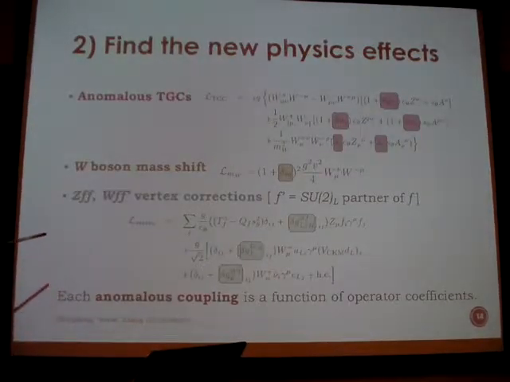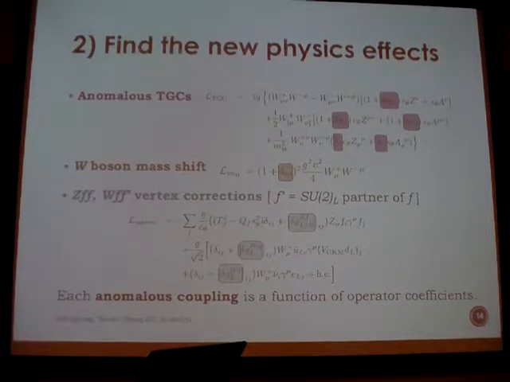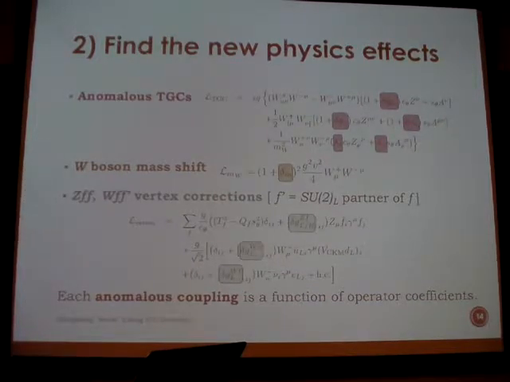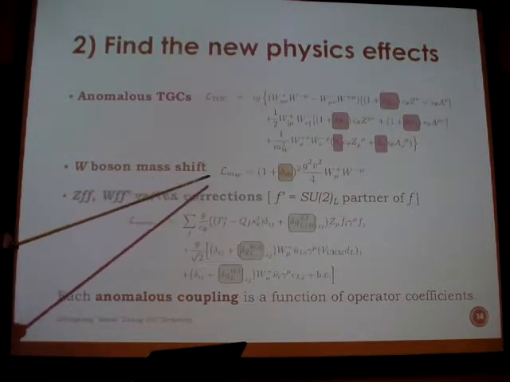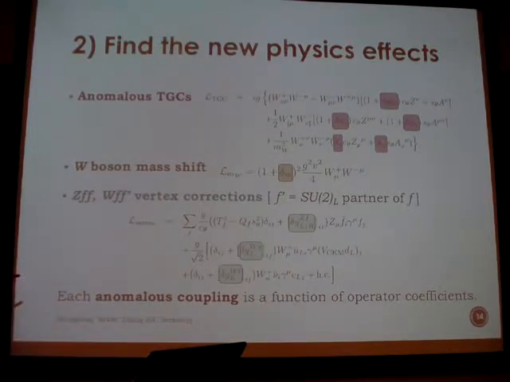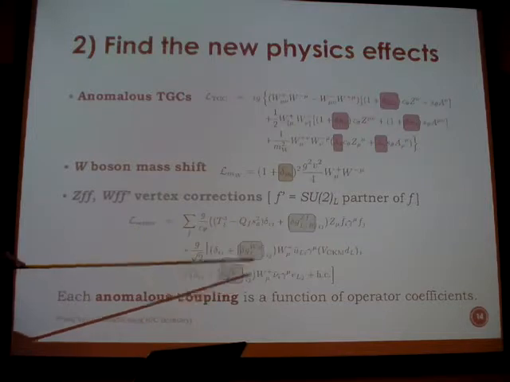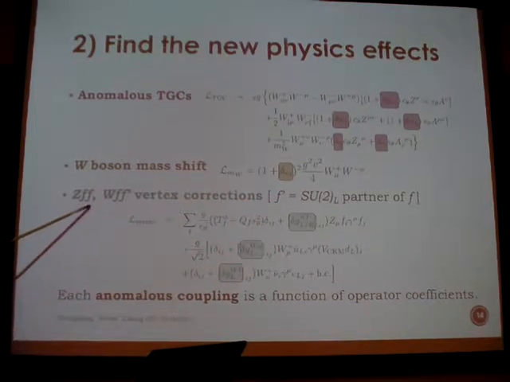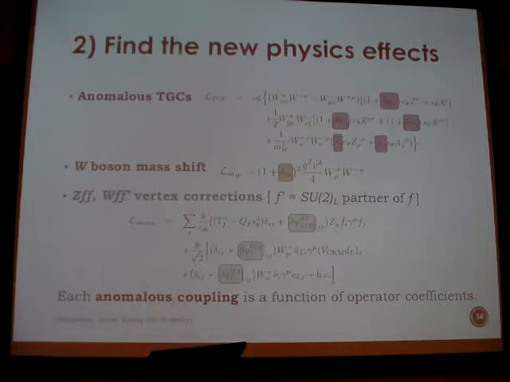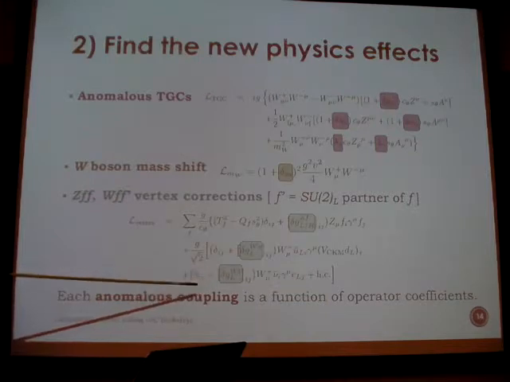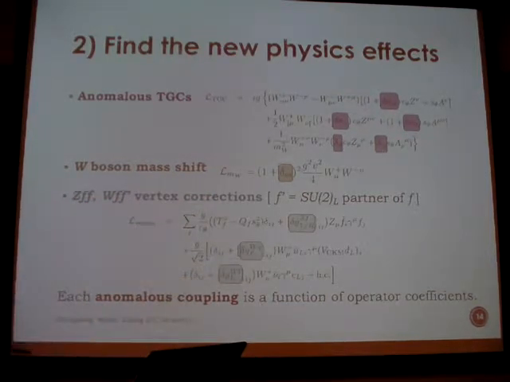From these operators, we can calculate their effects on our observables, and they are conveniently written in terms of anomalous couplings. They fall into three categories. The first category is what I mentioned before, the anomalous triple gauge couplings. The second category is a W boson mass shift with respect to the Z boson mass. And finally, there are a bunch of parameters for vertex corrections, namely corrections to the Z and W to fermion couplings. Each anomalous coupling highlighted on this slide is a function of the coefficients of the operators that you just saw on the previous slide.